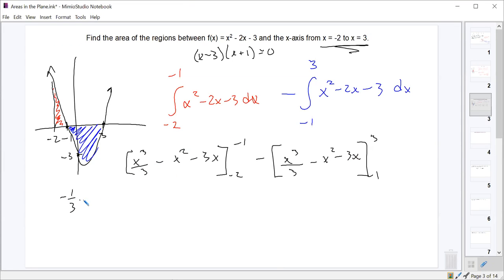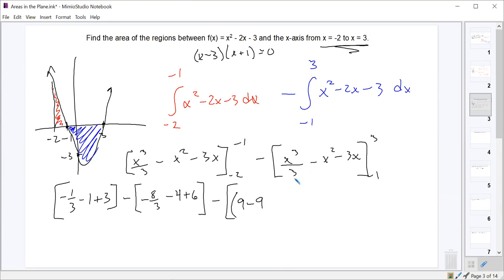-1/3 minus 1 plus 3, minus -8/3 minus 4 plus 6, minus, and then all of this is going to be subtracted here. I guess I can just do it with the bracket. 27/3, which is 9, minus 3 squared, which is 9, minus 3 times 3, which is 9. And then that's a -1 there. So -1/3 minus 1 plus 3. Everybody agree with all that?